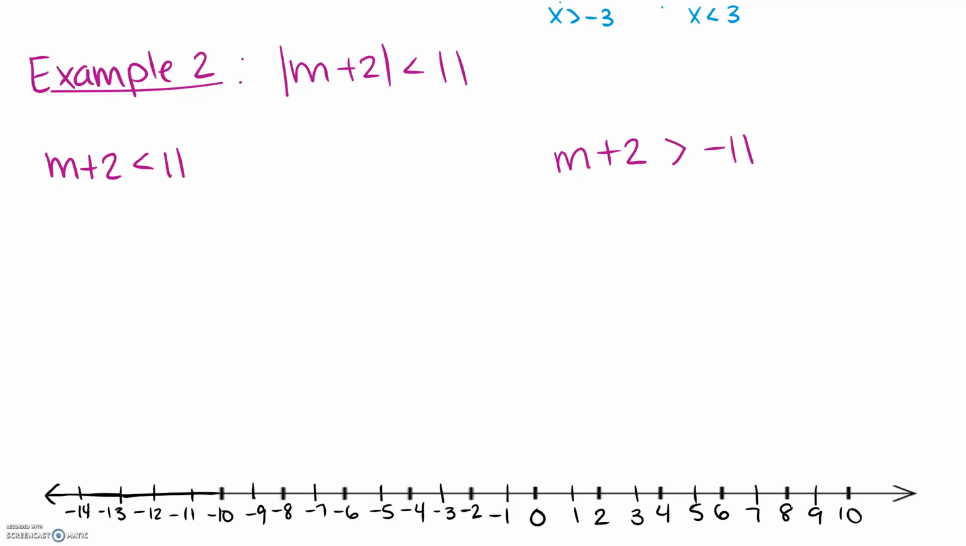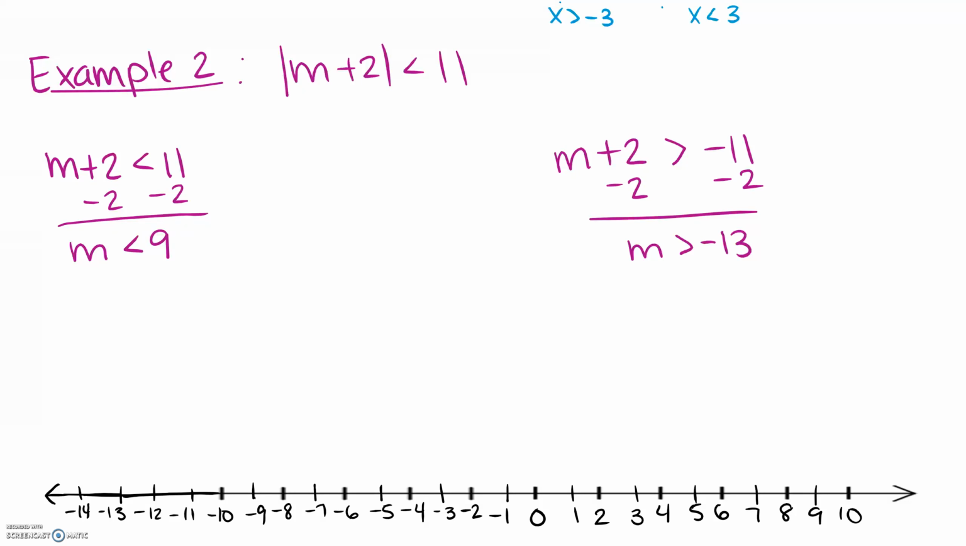Okay, so over here, we're going to go back and solve for m by subtracting 2 on both sides. So we have m is less than 9. And over here, when we subtract 2 from both sides, we're left with m is greater than negative 13. So now we have two solutions to put on our number line. The set of all numbers m such that m is greater than negative 13 and less than positive 9.